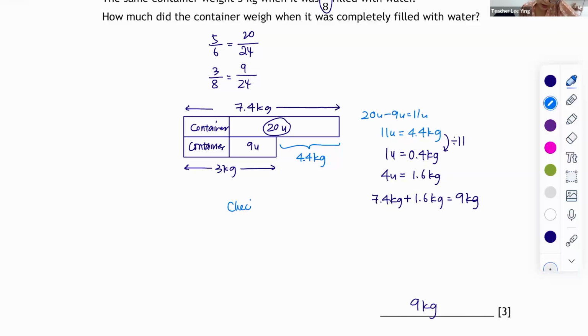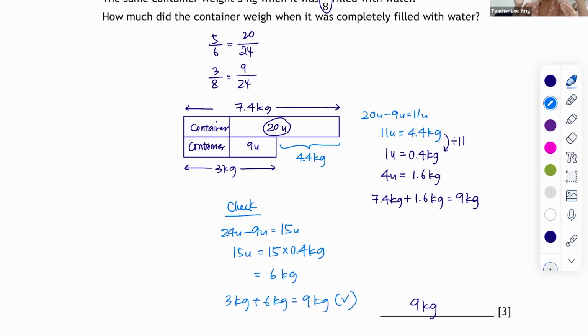How do you check? Let's use the second scenario. When it is 9 units full, it needs another 15 units to be filled to the brim. So let's find out what 15 units is. And this will be 6 kilograms. So we add 6 to 3 kilograms and we will also get 9 kg. So our check is correct. Our answer is indeed 9 kilograms.